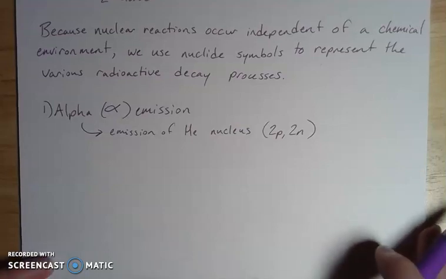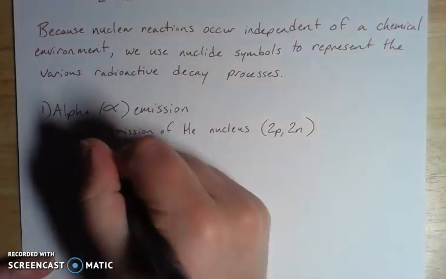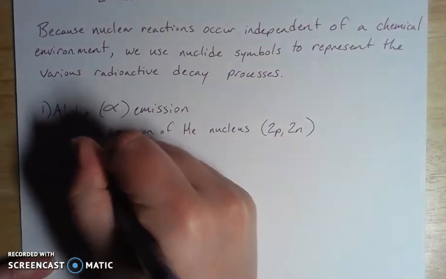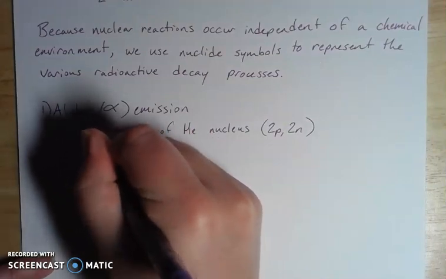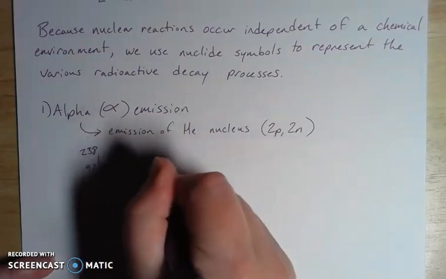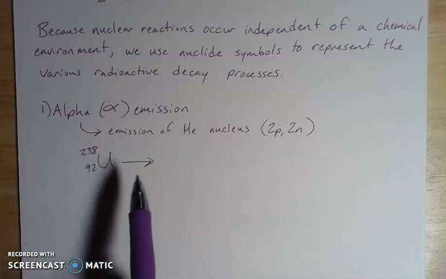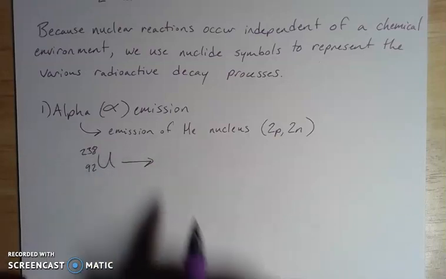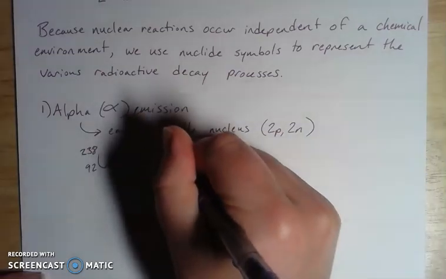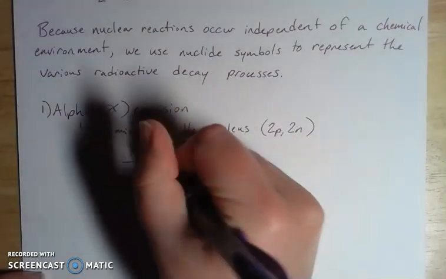So the way that we represent alpha emission, let's use our 238 here. So here's my uranium-238. It's going to look very similar to a chemical process. So we still have an arrow that shows that this nucleus is going to go to something else. It's emitting a helium nucleus. So here's helium.